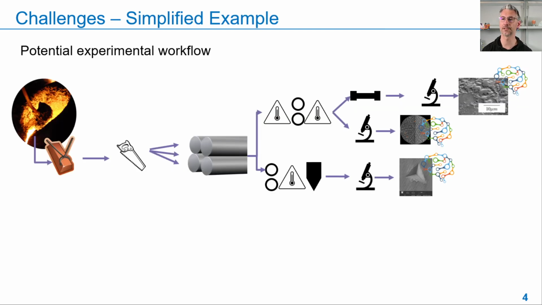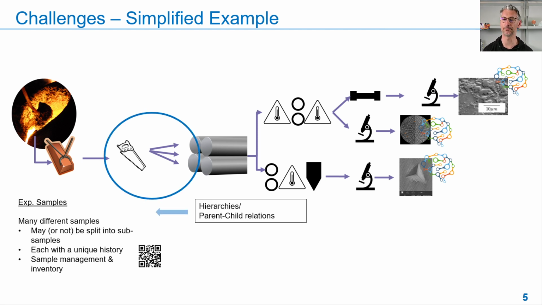So let's look at a very simplified example. Here we see a complete workflow with many steps omitted, of course, where we go from the casting of a sample to the experimental analysis to the final analysis of the sample using, for example, machine learning or electron microscope imaging. So what do we do? We cast the sample, so we have a set of experimental samples, but we also may have different samples that may or may not be split in subsamples or different parent-child relationships. So we need to be able to track if we, for example, cut our sample in several pieces, which of the pieces belong together to the same original sample.